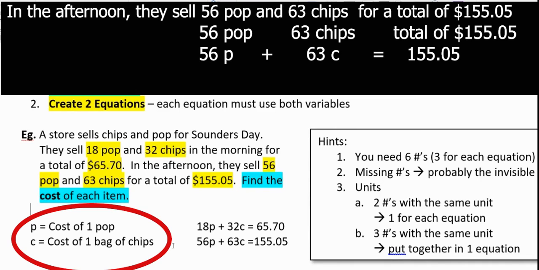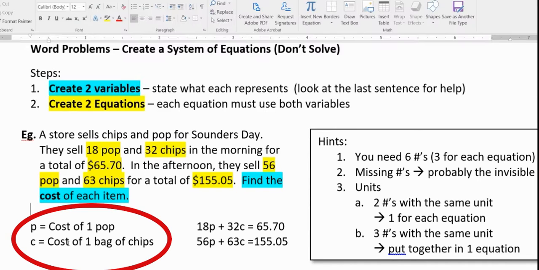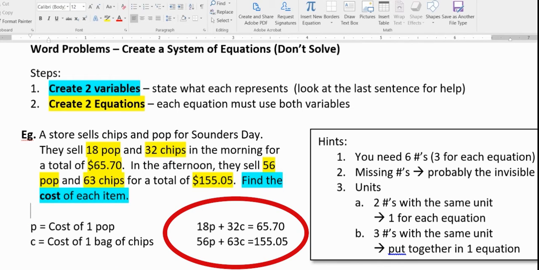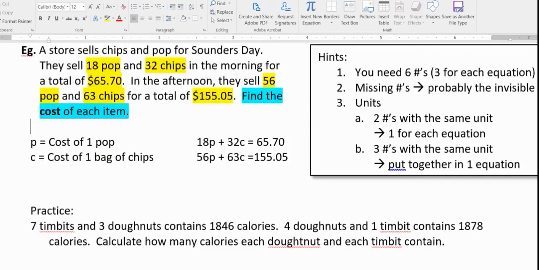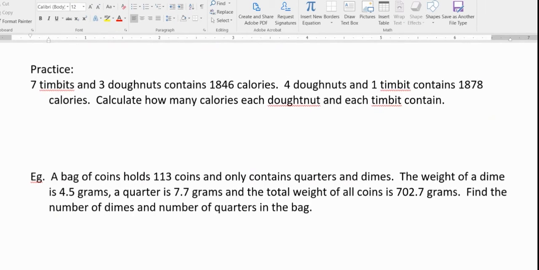My system is 2 variables, and I have to state what they're representing. That's 1 mark, and then each equation is a mark as well. On your own, I want you to pause the video, try out these questions, or try the next one, see how far you can get. When you get stuck, play the video.